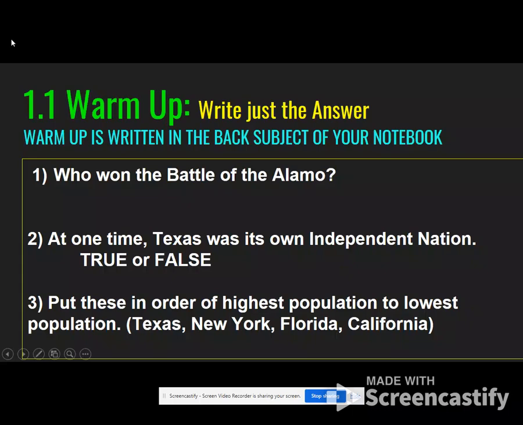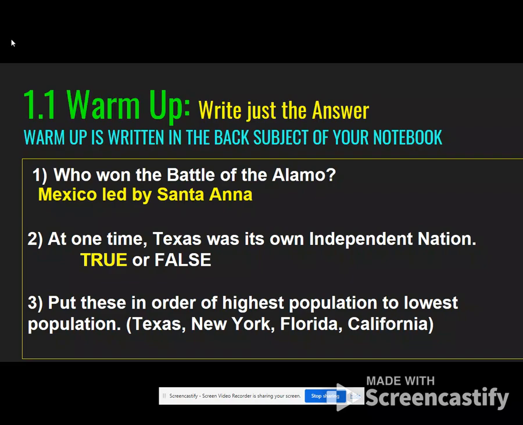Today is 1.1, primary and secondary sources. Your warm-up, number 1: who won the Battle of the Alamo? That is Mexico, led by Santa Anna. Number 2: at one time, Texas was its own independent nation. True or false? That is true. Those should have been reviewed from Texas history.